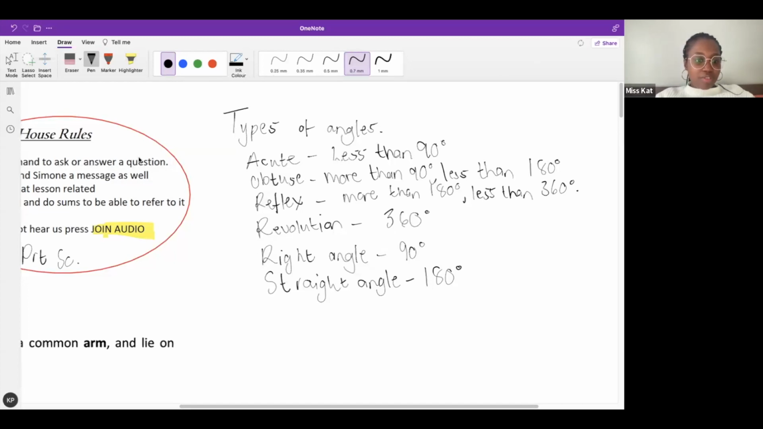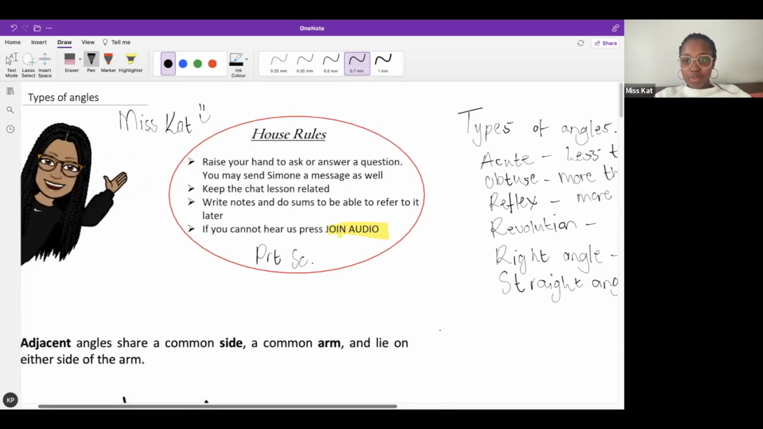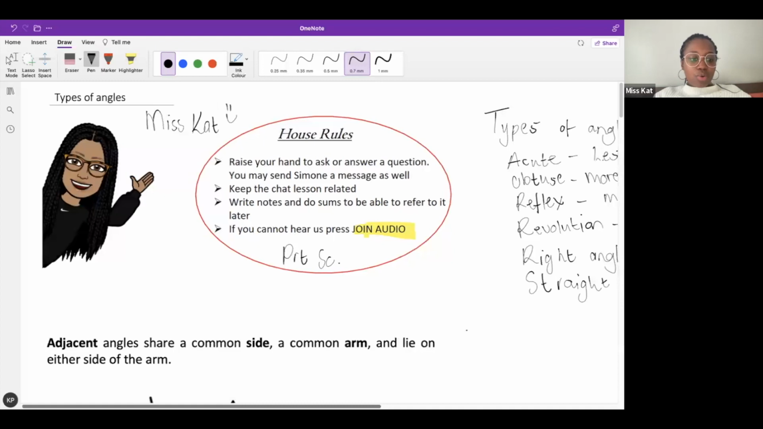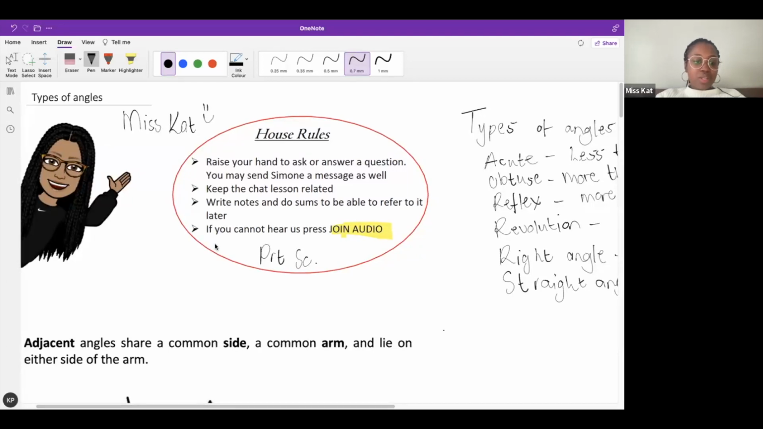While I am waiting for everyone to finish, I'm going to move this a little bit. You can take a screenshot, or you can watch this lesson again and the notes will be there. Let's do this. Now let's talk about adjacent angles. Has anyone here heard about adjacent angles? Anyone? Yes, Oliver has. Beautiful.